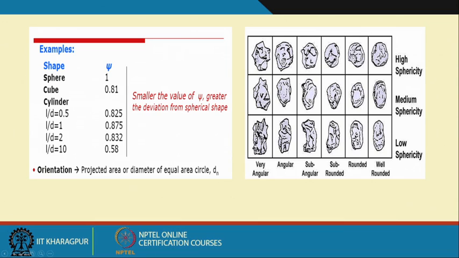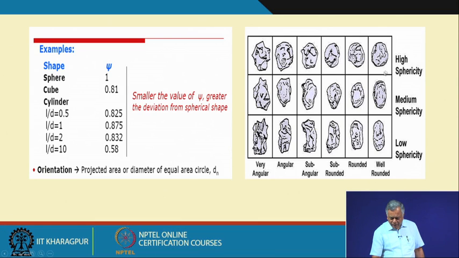So, with these images you can see high sphericity particles, medium sphericity particles and low sphericity particles. So, how do I define it? That is based on the sphericity equation.